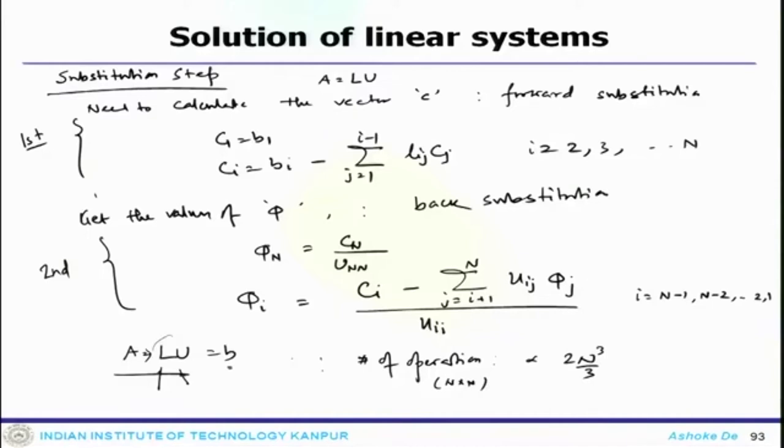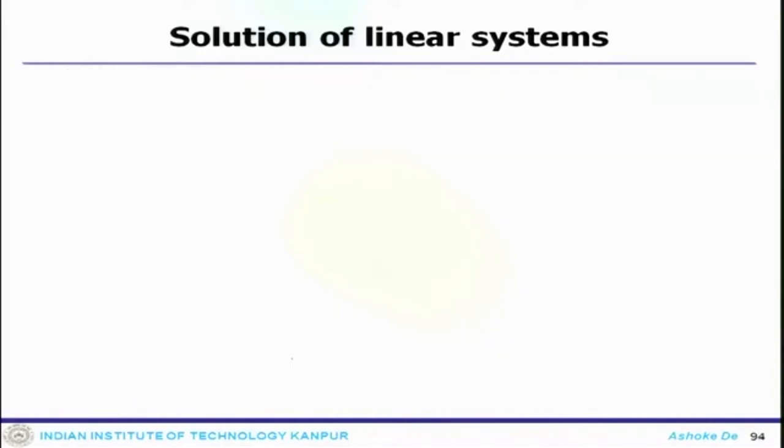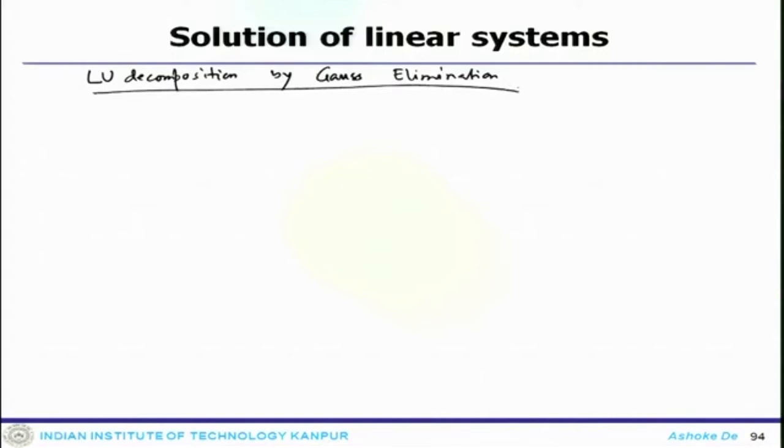Now one can obtain this LU factorization through the Gauss elimination process. So LU decomposition by Gauss elimination is another way of obtaining it, and so this can sometimes also be used in some CFD codes.